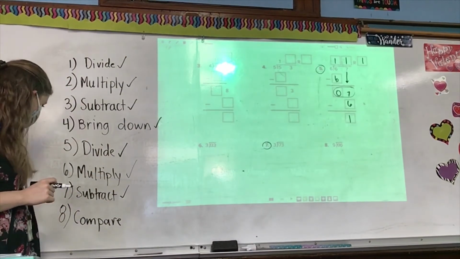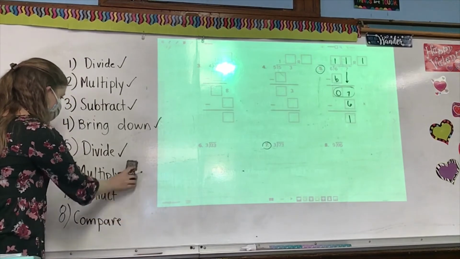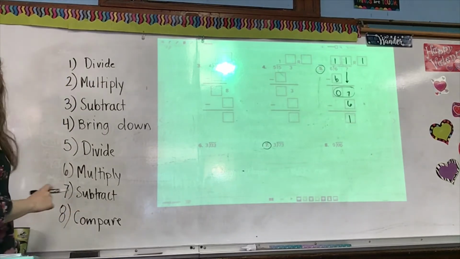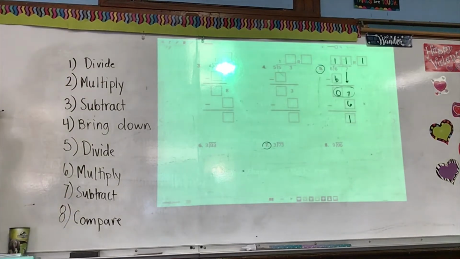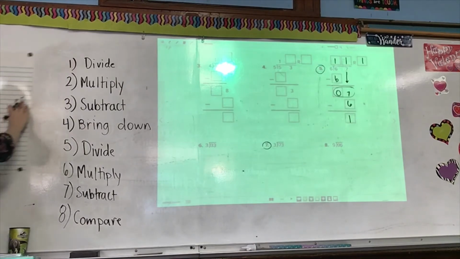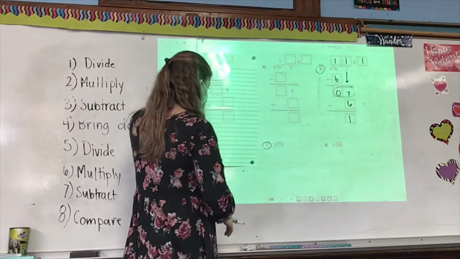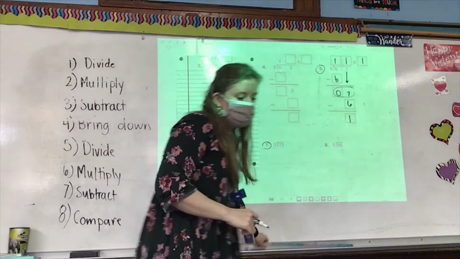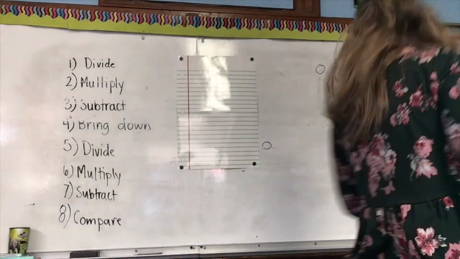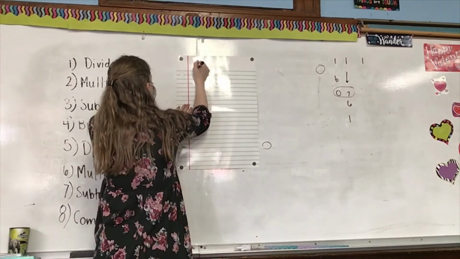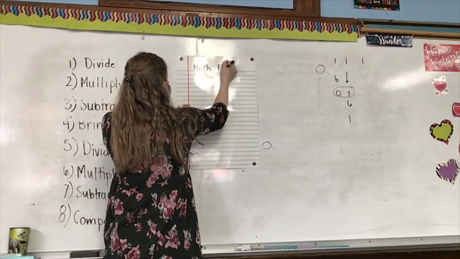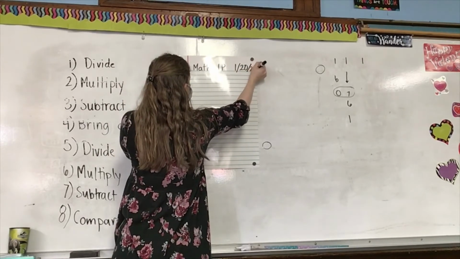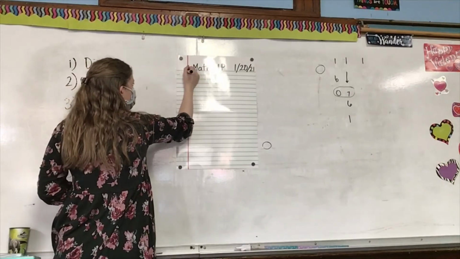Go to your separate sheet of paper. I'm going to erase my checks. I'm going to do it here because I don't have room to do it somewhere else. I know it's 73 divided by 3, so I'm going to go to my separate sheet of paper, and I'm going to label it Math, IP, January 20th, 2021, and then I'm going to start with number 7.